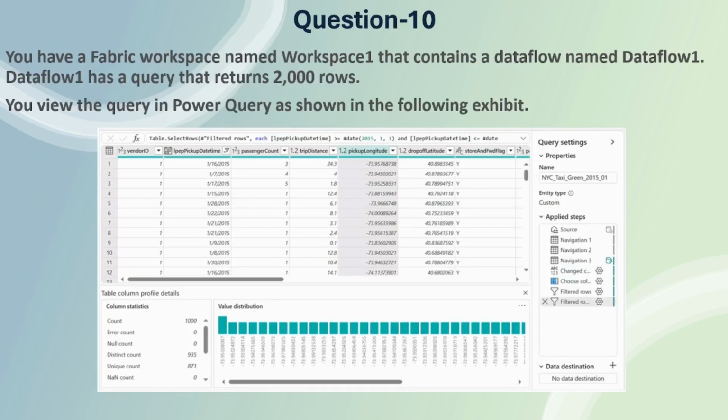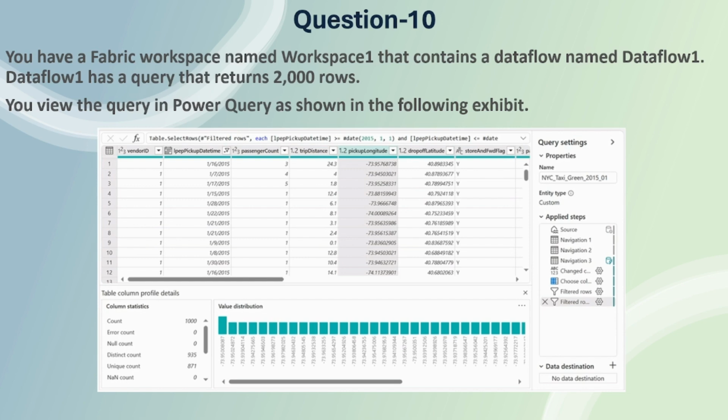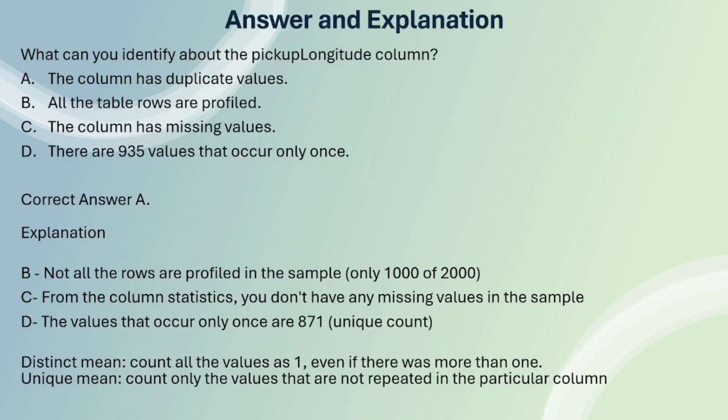You can see in the question we have a total of 2000 rows, but in the count only 1000 rows are available. Then for option C, from the column stats you don't have any missing values in the sample, so on the null count you can see the value is 0, so this is also eliminated. And for option D, the values that occur only once are the values which are unique, so the count for it is 871, and the definitions for both of them you can see on the screen.